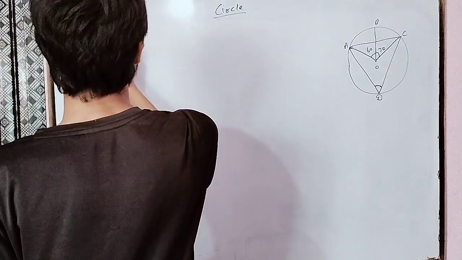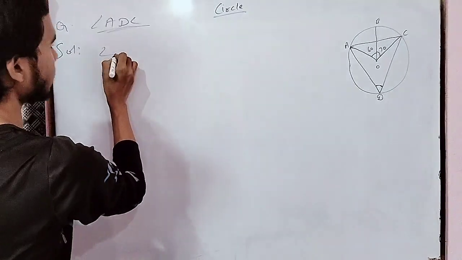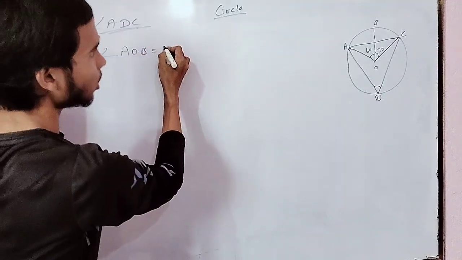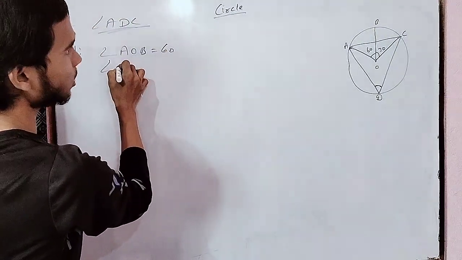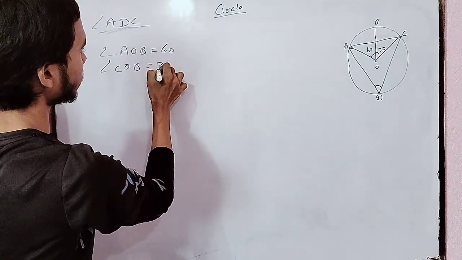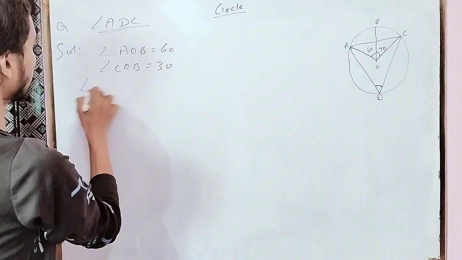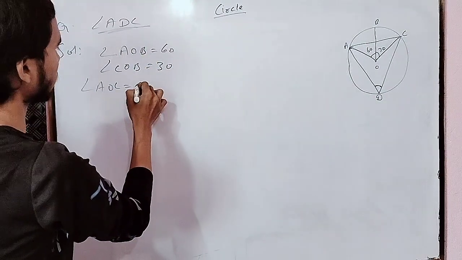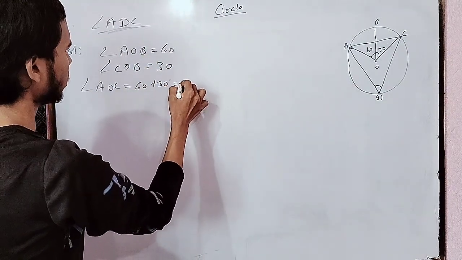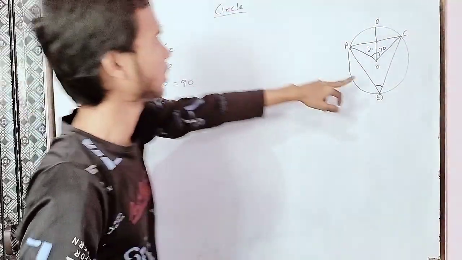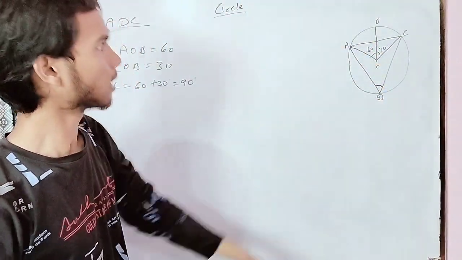So we will sum this up. It will become how much? So you can write, we have to find this angle. Angle AOB is forming how much? 60. So angle COB is forming 30. The sum of this will become what? Angle AOC will become how much? 60 plus 30, you already know, it will be 90.